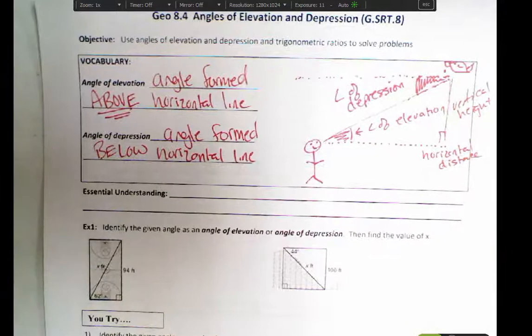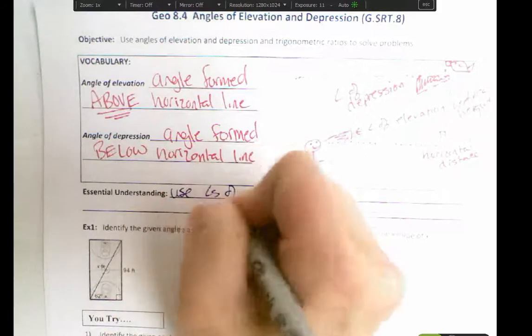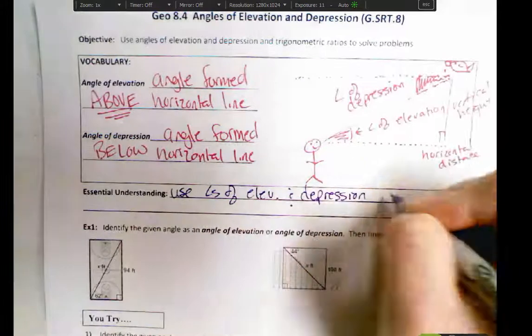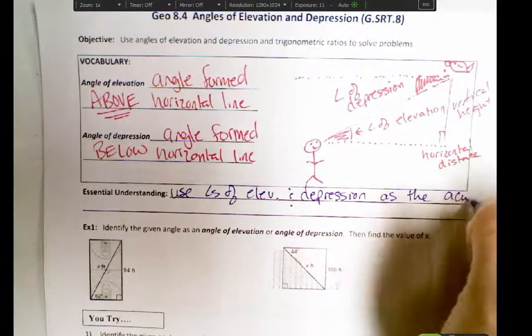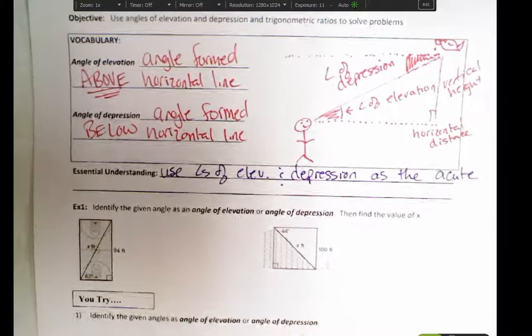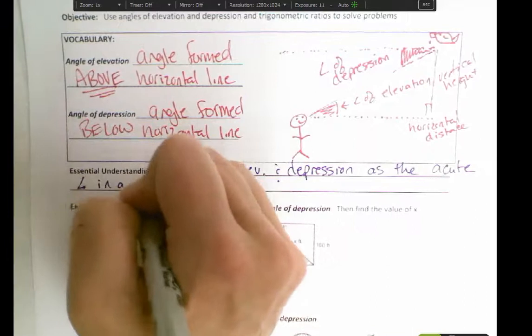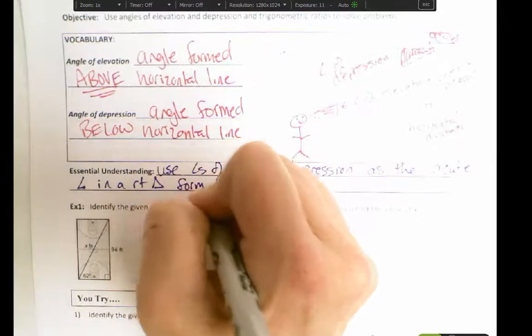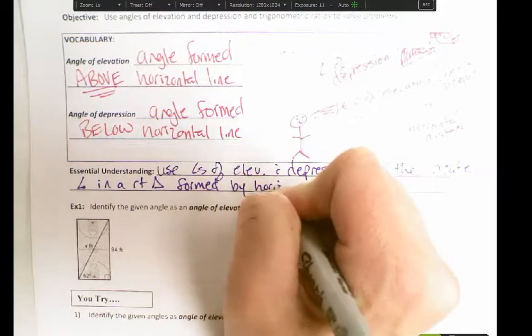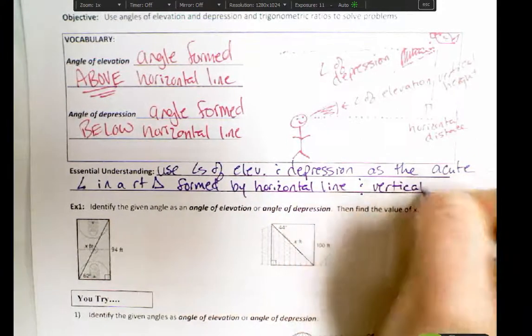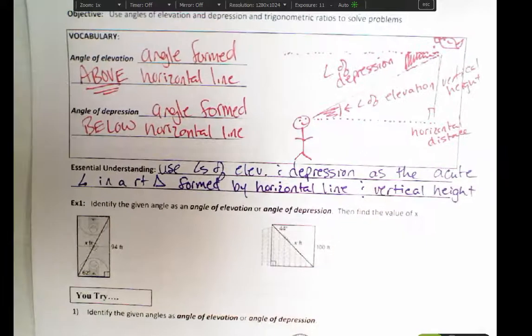So basically what we're getting at though is you can use angles of elevation and depression as the acute angle, the angle less than 90 degrees, in a right triangle formed by a horizontal line and vertical height. We're just back to right triangles and using SOHCAHTOA to find some measures. So let's do some examples.